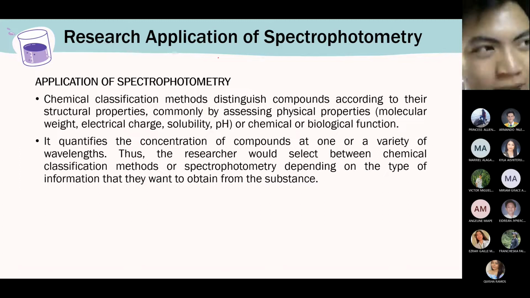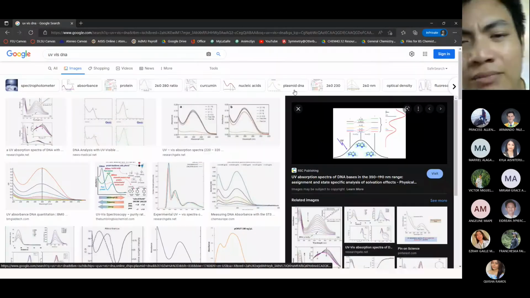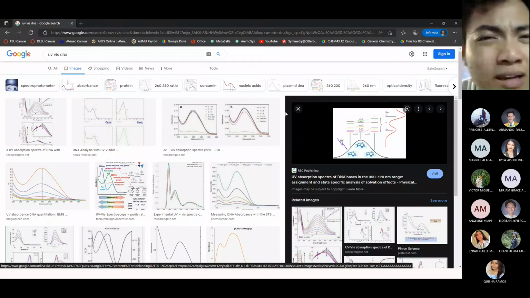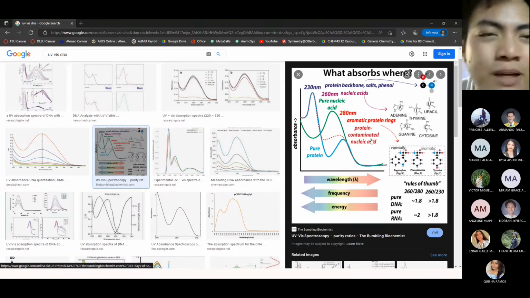Okay? And then, we can also use the light absorbed by the sample to quantify or to identify what compounds are present in it. For example, in DNA, you can tell if it is a protein or nucleic acids, depending on its absorption spectra.